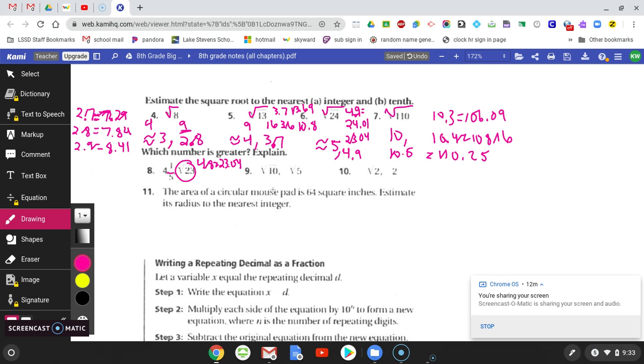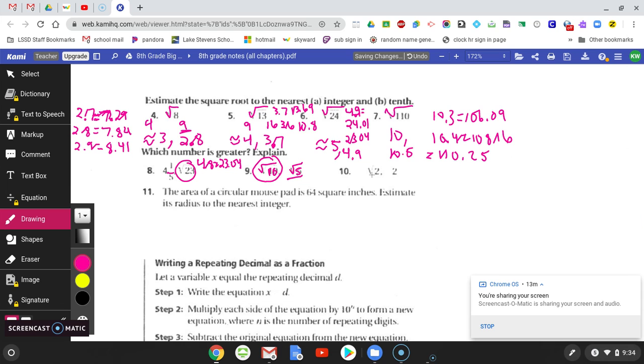All right, so this is the square root of 10, and this is the square root of 5. So the square root of 10, well, 3 times 3 is 9, so it's just going to be a little bit more than 3. And the square root of 5, well, that's pretty close to 2 times 2, which is 4, so I can see that this one is going to be bigger. It's pretty close to 3, whereas this one's pretty close to 2.